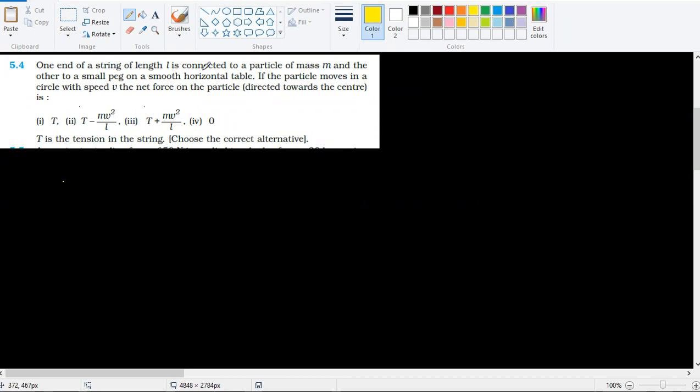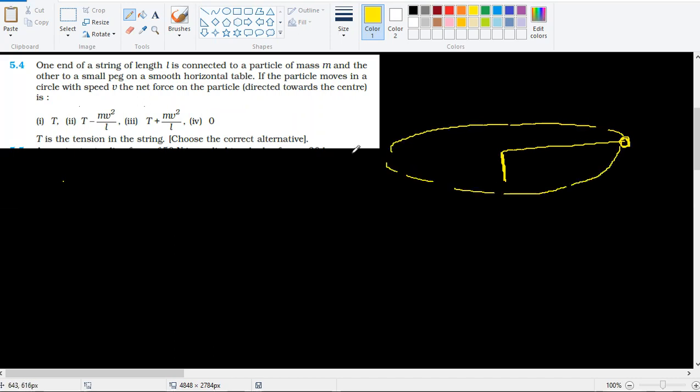One end of a string of length L is connected to a particle of mass M and the other to a small peg on a small smooth horizontal table. If the particle moves in a circle with speed v, the net force on the particle directed towards the center is. So I think they mean something like this, like a peg means something protruding out of the table. And then you have a mass and it's going around the circle like this. I think that's what they mean here.